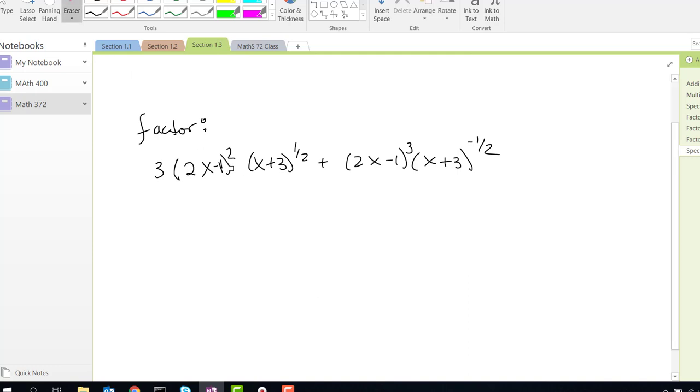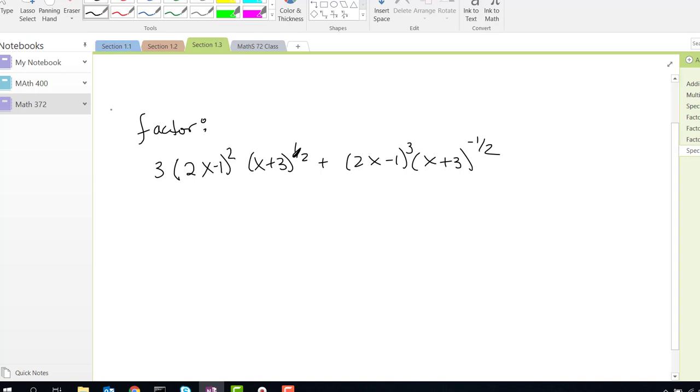Something like this has come up in the homework for this section, section 1.3, and so I just wanted to talk about it. Hopefully you have watched my other videos about factoring. The main thing is to pull out any GCF, or things that they have in common. And when you have exponents, you always take out the term with the smallest exponent.